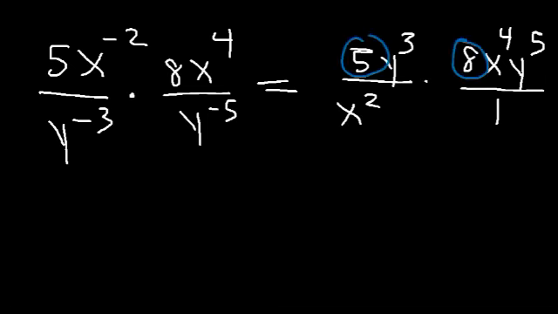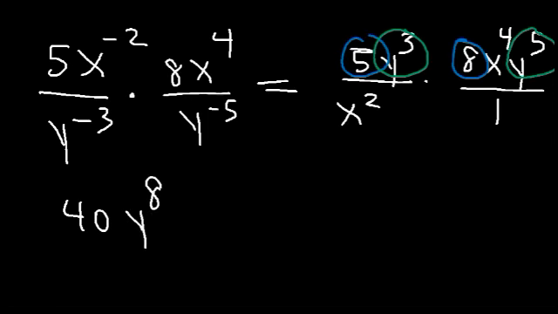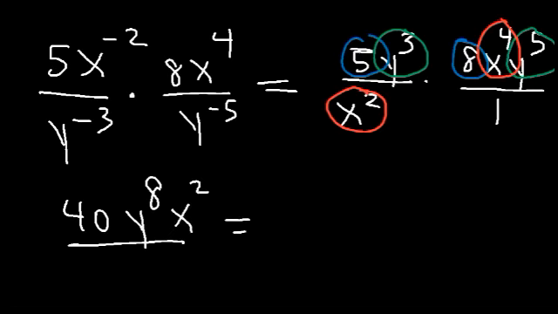8 times 5 is 40. And y cubed times y to the 5th, we need to add the exponents. It's going to be y to the 8, since 3 plus 5 is 8. And for the x variables, we need to divide. x to the 4 divided by x squared, that's 4 minus 2, so it's simply 2. So the final answer is 40x squared y to the 8.